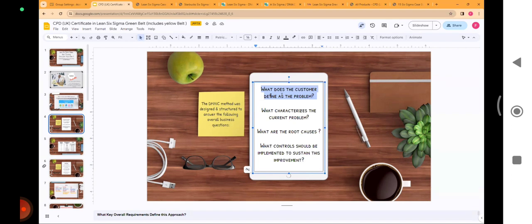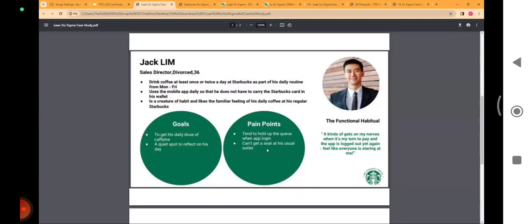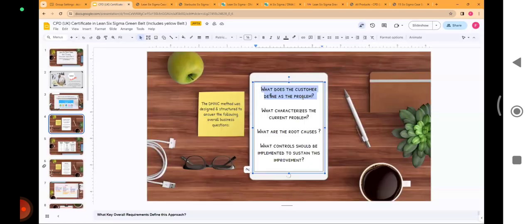So what does the customer define as the problem? Here, according to Mr. Jack, what he defines as the problem is basically that he tends to hold up the queue when the app is lagging, and he cannot find his seat at his usual outlet, and that's Starbucks. This is what the customer identifies as the problem.